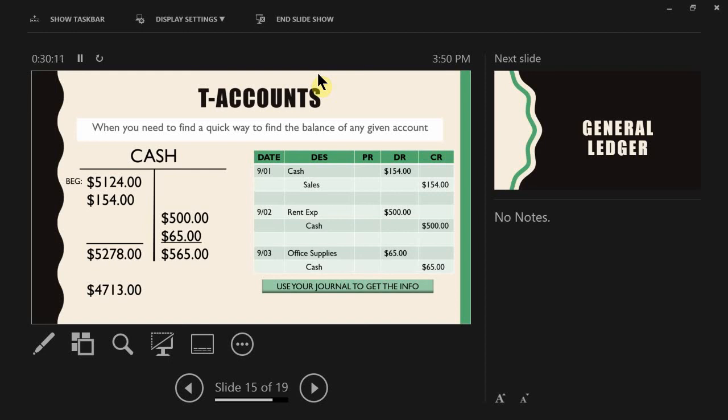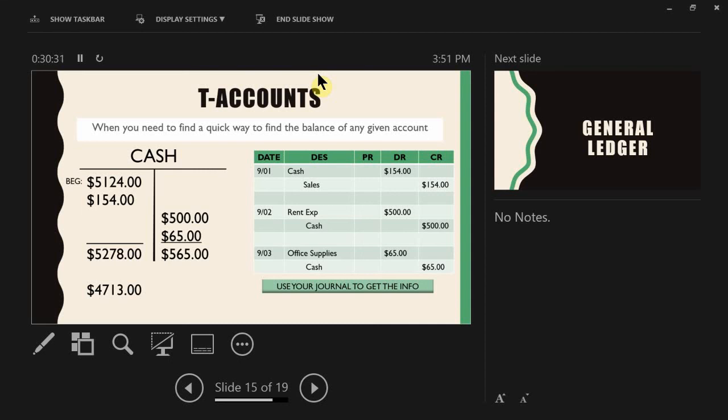5,124. That's what I started out with. Here, I journalized that I increased my cash, and then here I decreased my cash twice, right? And my T account just gives me a summary, a quick update of how much cash I still have available. That's all that T accounts are.